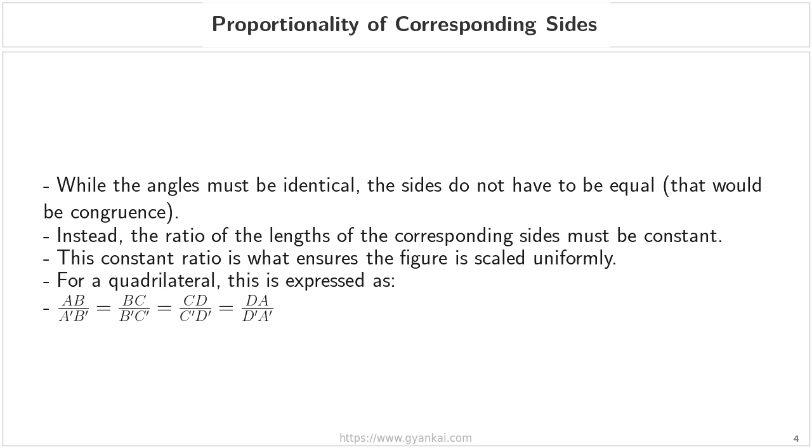To see how this looks in practice, let's look at a quadrilateral. For these two shapes to be similar, the ratio of side AB over A'B' must be equal to the ratio of side BC over B'C', which must also be equal to the ratio of side CD over C'D', and finally equal to the ratio of side DA over D'A'. In the next slide, we will see how this principle applies to a real-world scenario involving architectural blueprints.